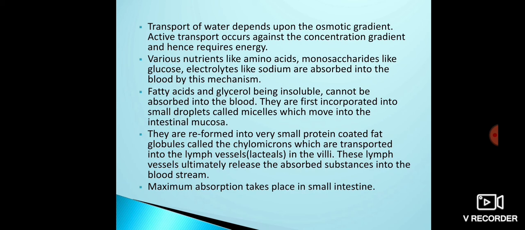So here in that blood, as it is insoluble, it cannot move inside, as the blood is not going to absorb it. In that condition, the fatty acid and glycerol that move inside the intestinal mucosa are called micelles. So these micelles are coated with a protein layer, a fat globule coated by the protein, and that is called chylomicrons. So these chylomicrons will be transported inside the lymph vessel.